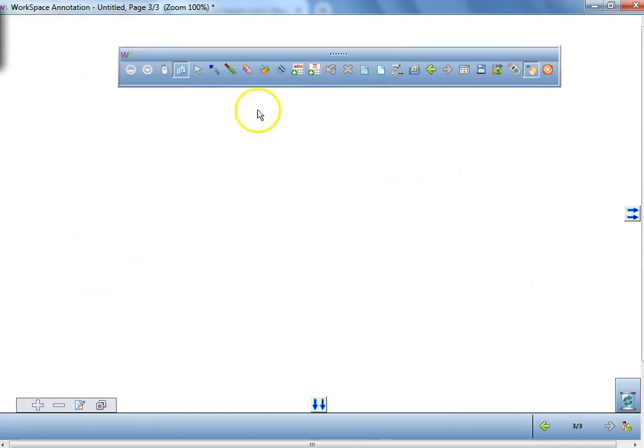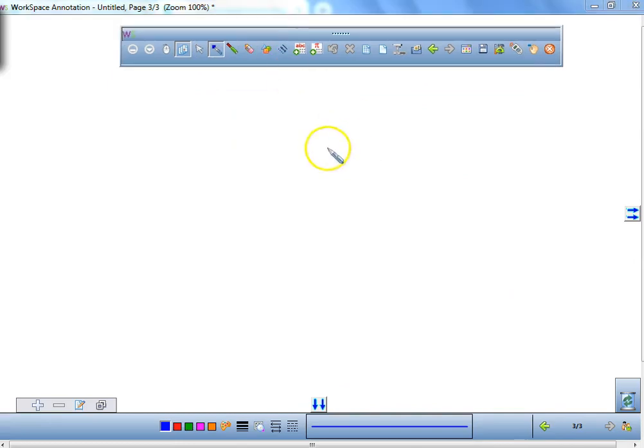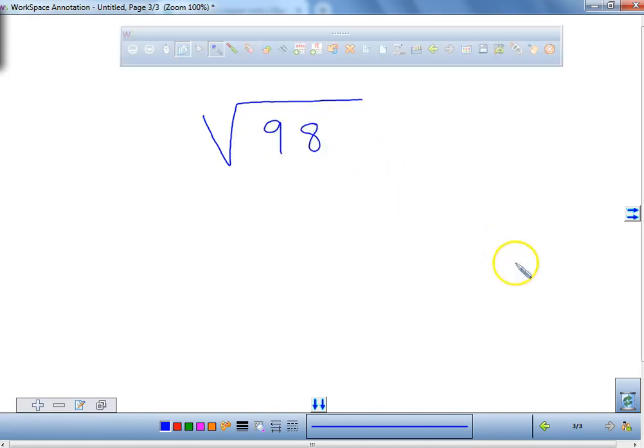All right, we're going to do another problem here. And we're going to talk about what I'm doing. It's called breaking things down into its factors. So if I have the number 98, I have the number 98.